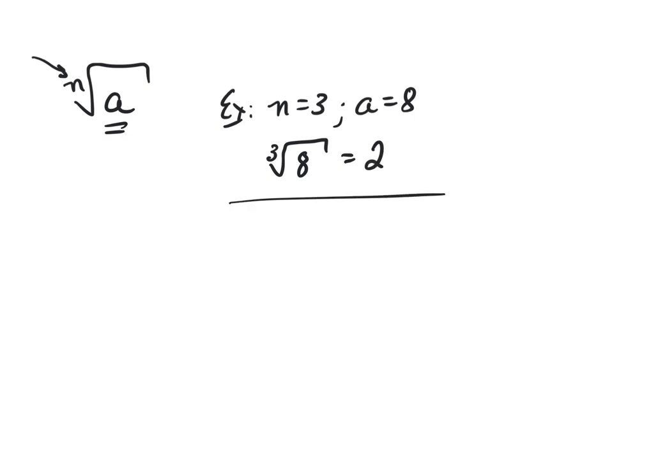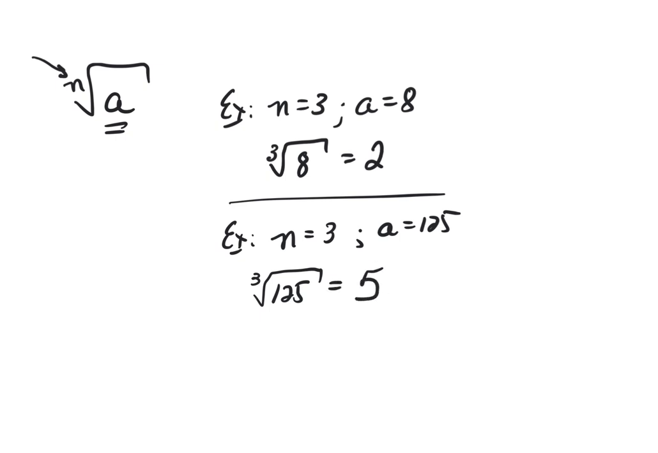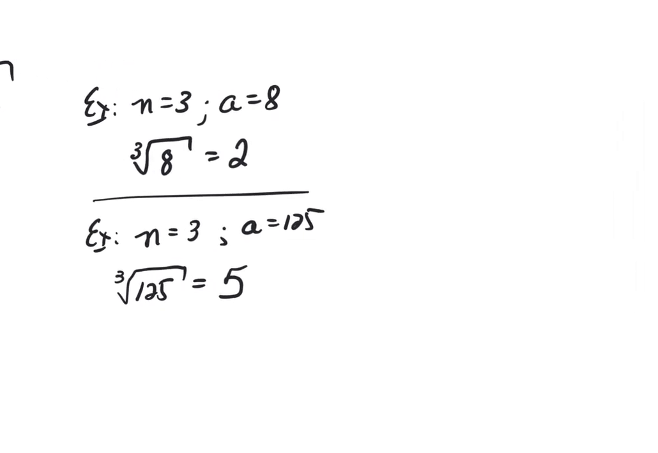Let's do a couple more examples just to get you a feel for that. If n was 3 and our number was 125, this would become the third root, or cube root, of 125, which of course is 5. Those are ones I've asked you to memorize. We can do some that are a little bit harder. What if I gave you an n value of 5 and an a value of 32?